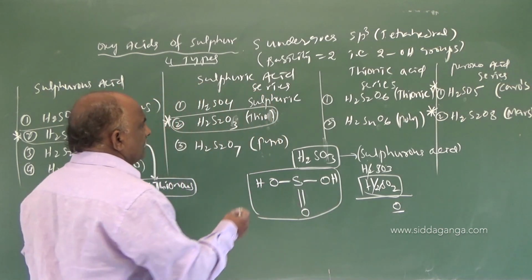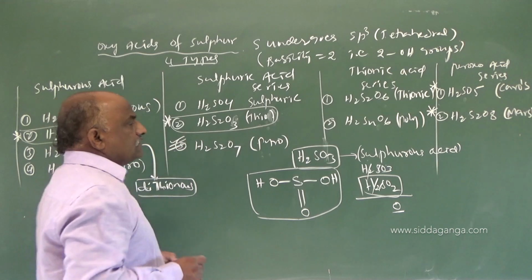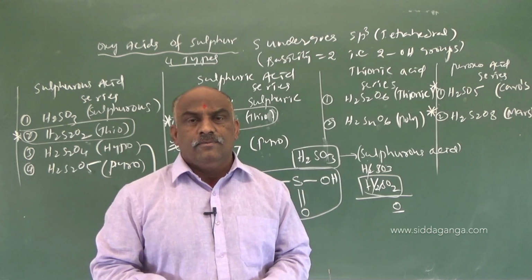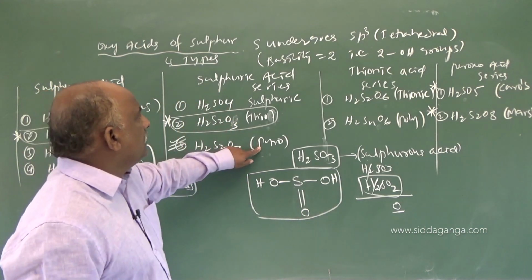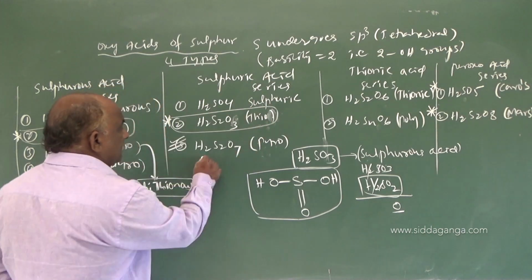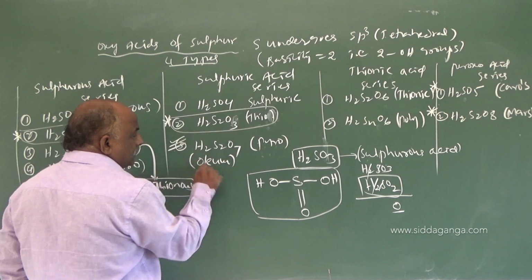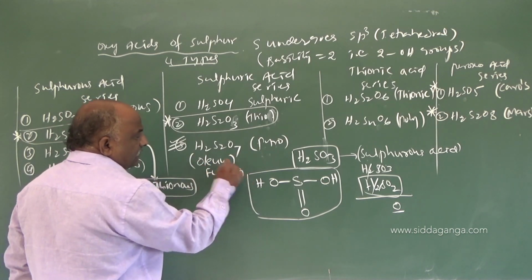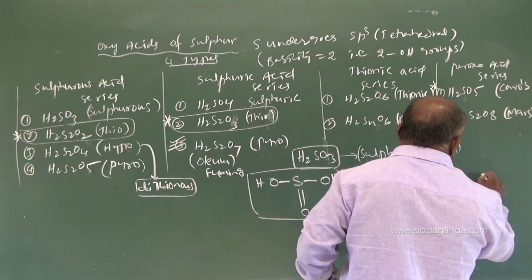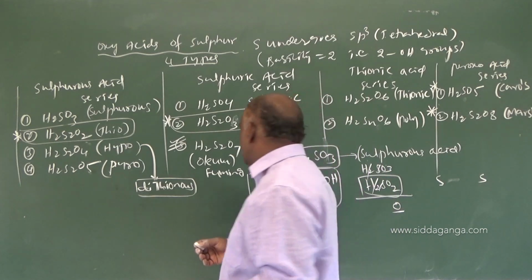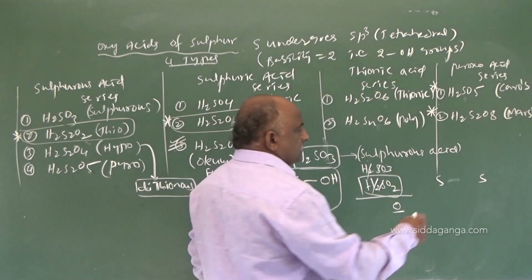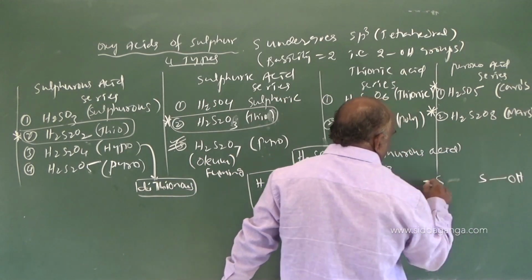Let us consider this example. What is that example? H2S2O7. H2S2O7 is called oleum. Already we know H2S2O7 is called oleum, also peroxodisulfuric acid, or fuming sulfuric acid. How many sulfur atoms are there? 2 sulfur atoms. Simply draw 2 sulfur atoms like this. Already we know how many OH groups? 2 OH groups. Distribute 1 OH group on each sulfur.